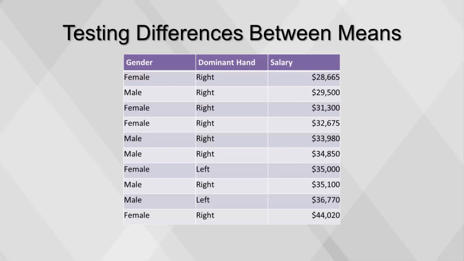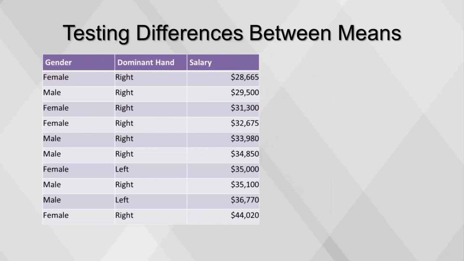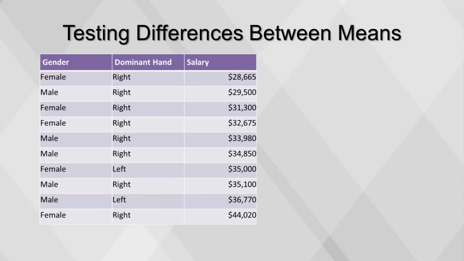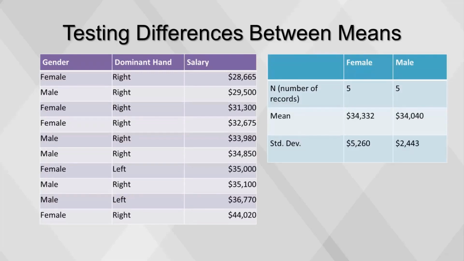Each value is sampled independently from each other value. By considering the values of salary separately, we can see that females have the lowest value and the highest value, so the variation must be higher. Calculating the mean and standard deviation for each group, we see that the mean is almost the same, yet the standard deviation for females is more than twice that for males.